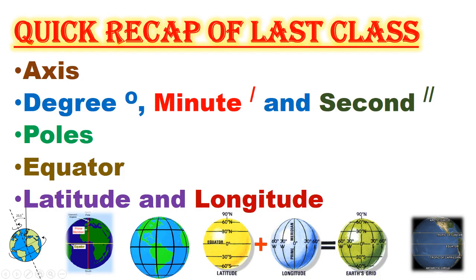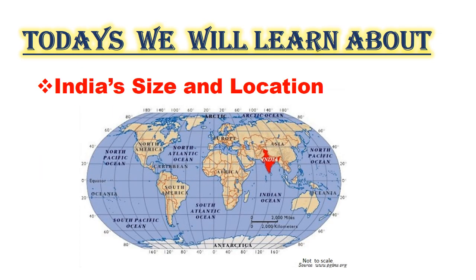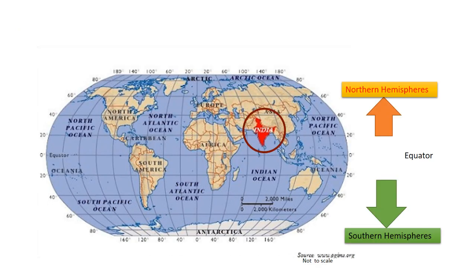In the previous class you learned the meaning of axis, poles, equator, latitudes, longitudes and hemisphere. With reference to the previous class, today we'll discuss our very first chapter, India's size and location. We'll start with location. India lies entirely in the northern hemisphere.